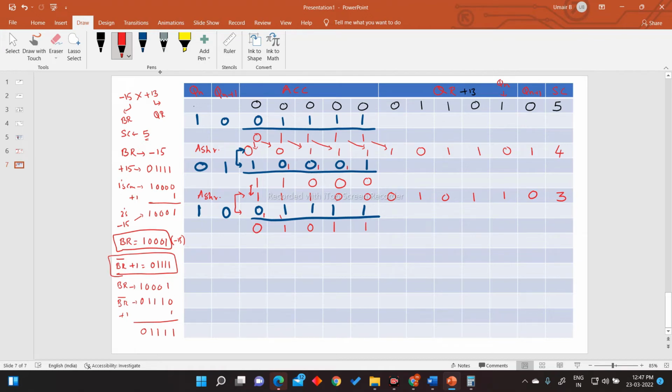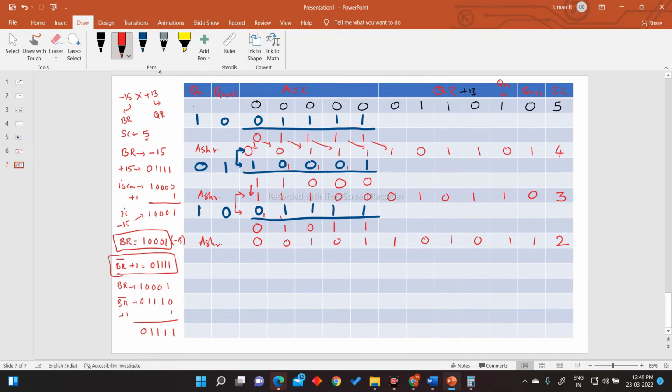And what next? Again you have to perform the arithmetic shift right. So this 0 1 0 1 1, and this empty bit is again filled with 0, since it is 0. And this 0 1 0 1 1, and this will go off, and the counter again is decremented by 1.